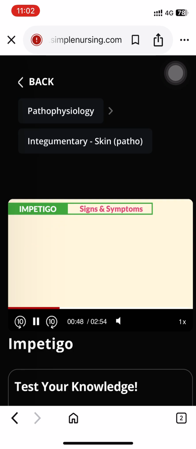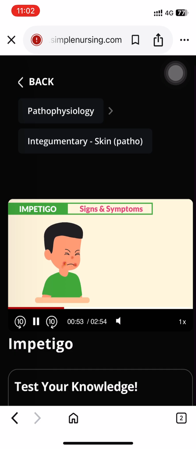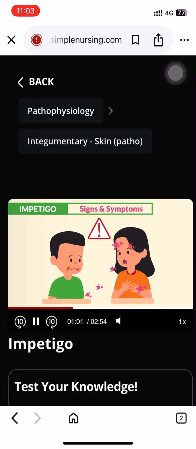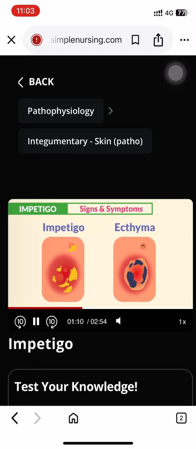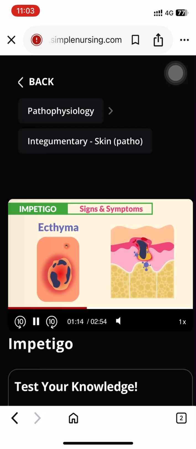Now for signs and symptoms, we see itchy red sores mainly on the nose and mouth, as well as the hands and feet. Now these sores can burst and dry into honey-colored crusts. This is when the infection is the most contagious and most easily spread. Now, a more serious form of impetigo is called ecthyma, where it penetrates deeper into the skin, causing painful fluid or pus-filled sores that turn into deep ulcers.